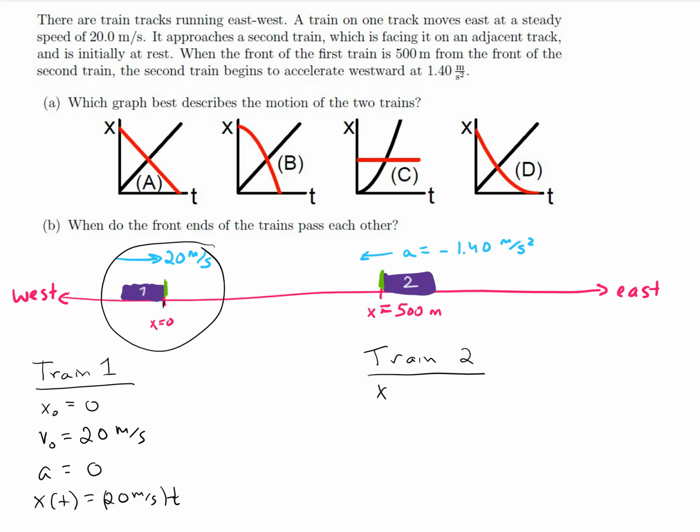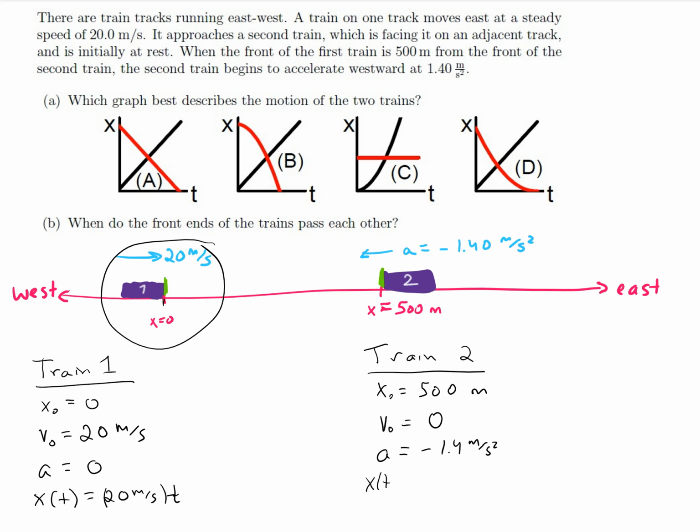For train 2, it starts at an x naught of 500 meters. Let's call it at time t equals 0. The second train is at rest, so v naught is 0. But the acceleration is 1.4 meters per second squared, and it's accelerating westward, which we've defined as the minus x direction. So it's minus 1.4 meters per second squared. The x position of the second train is given by 500 meters minus 1/2 times 1.4 meters per second squared times t squared.